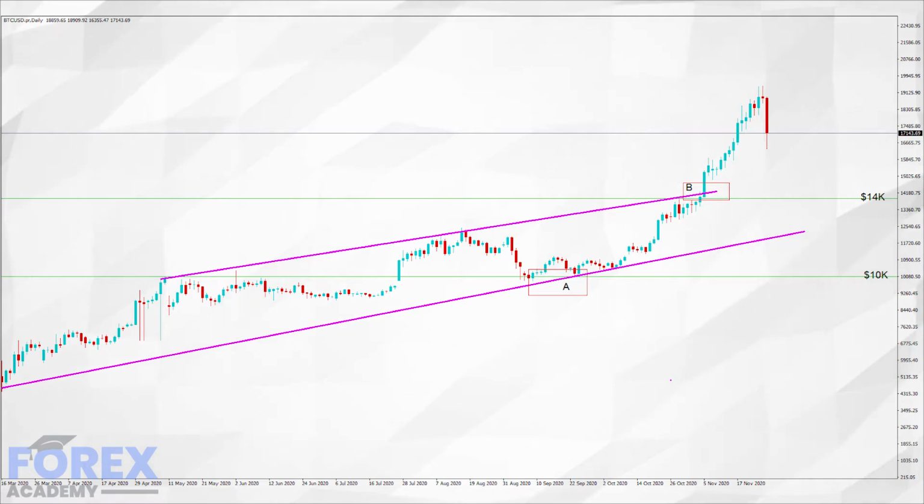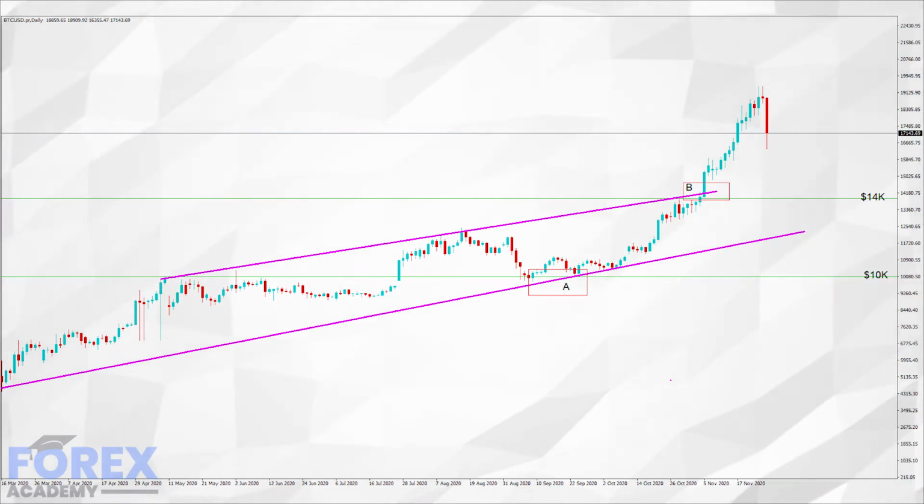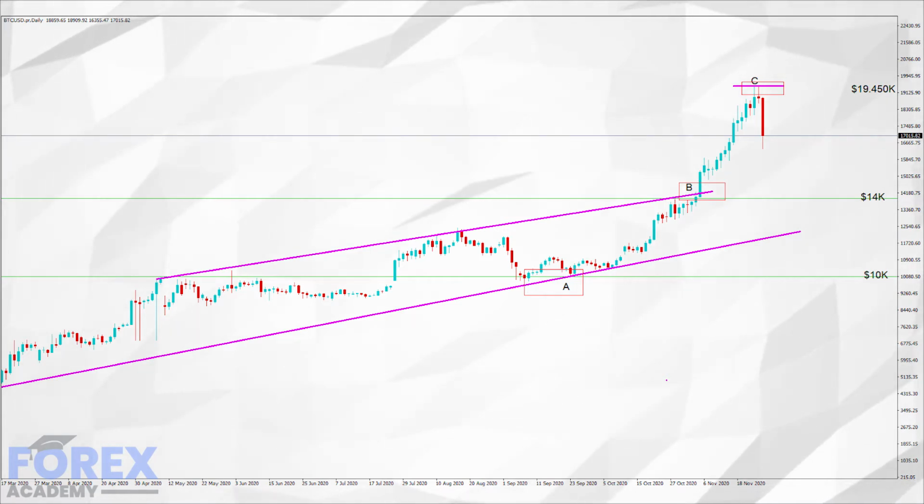line at position A. The pair found a bid tone up to position B, where price action did not revert back to the support line, preferring to fade up the line of resistance where we see the breach above 14K. This coincides with the area of resistance at position B, giving the pair one of the largest single moves to the upside for several months. We then see an extended rally up to position C at 19,450 before a major pullback.